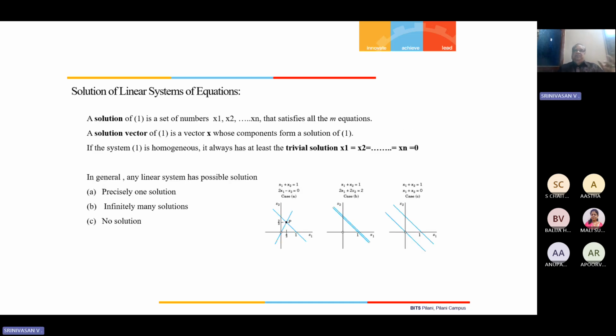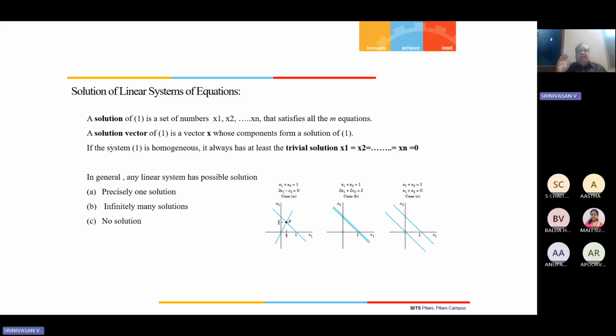A solution of the system of equations is a set of numbers x1, x2, ..., xn that satisfies all the m equations. Very well, then only it becomes a solution. A solution vector of (1) is a vector x; when you take the components x1, x2, ..., xn together as a column vector, it is called a solution vector, whose components form a solution of (1). If the system (1) is homogeneous, it always has at least the trivial solution. So if the right hand side constants are all zeros, the system is called a homogeneous system.